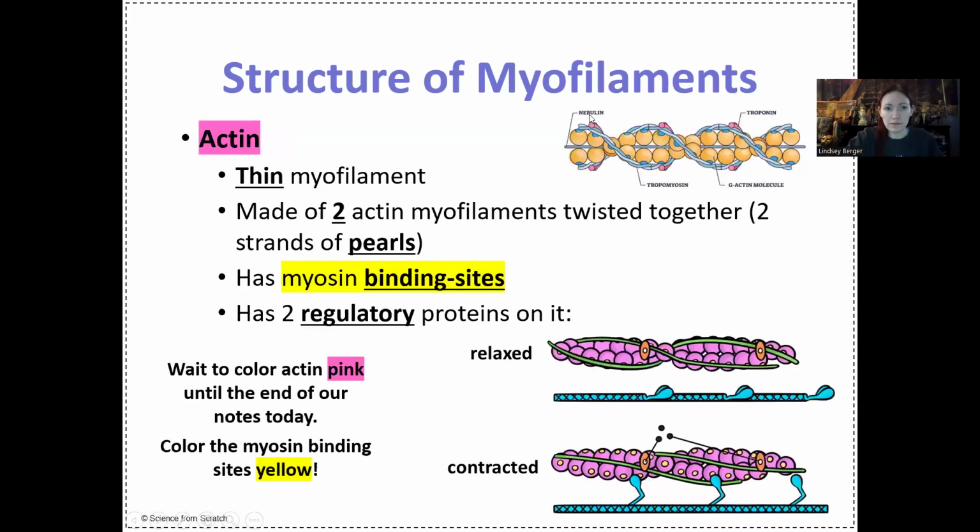All right, so that's myosin. Then we have actin. Remember, it's our thin filaments, the pearl strands, if you will. Basically actin is two different myofilaments twisted together. That's where we get this pearl thing. And the whole main reason here is we've got these binding sites for the myosin specifically on it.